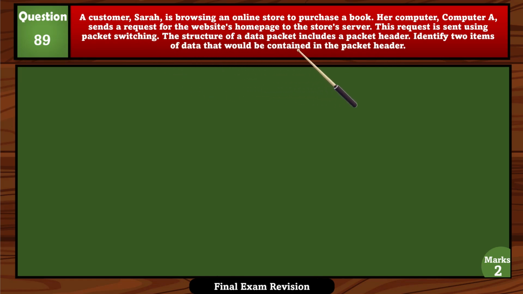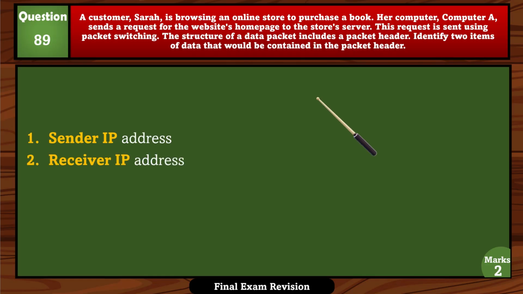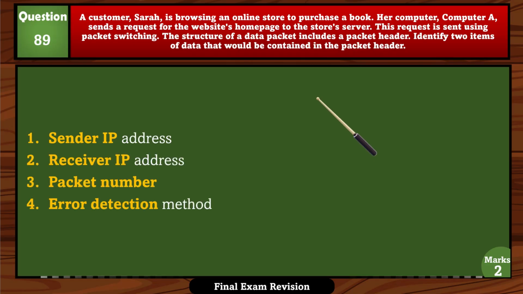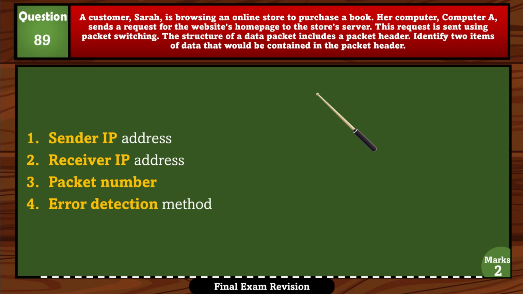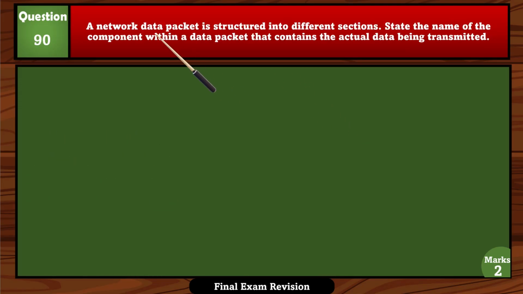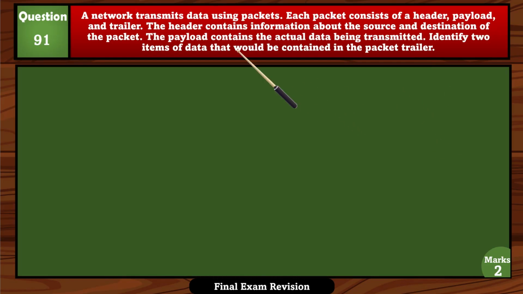The structure of a data packet includes a packet header. Identify two items of data that would be contained in the packet header. So in the packet header, we have a sender IP address, receiver IP address, we have the packet number, and also we have the error detection method. Question 90. A network data packet is structured into different sections. State the name of the component within a data packet that contains the actual data being transmitted. So that is payload.